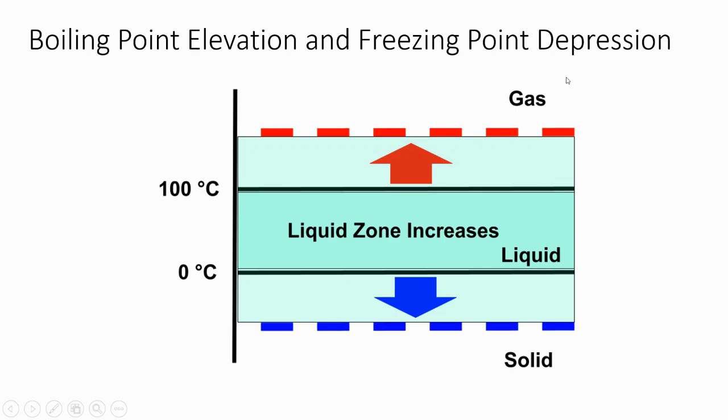So this picture is what I have in my head. The dark lines are the original solvent, and the dashed lines are when we add a solute, so we've made a solution. Originally, the solvent we usually think about is water. Water boils at 100 degrees Celsius, and it freezes at 0 degrees Celsius.